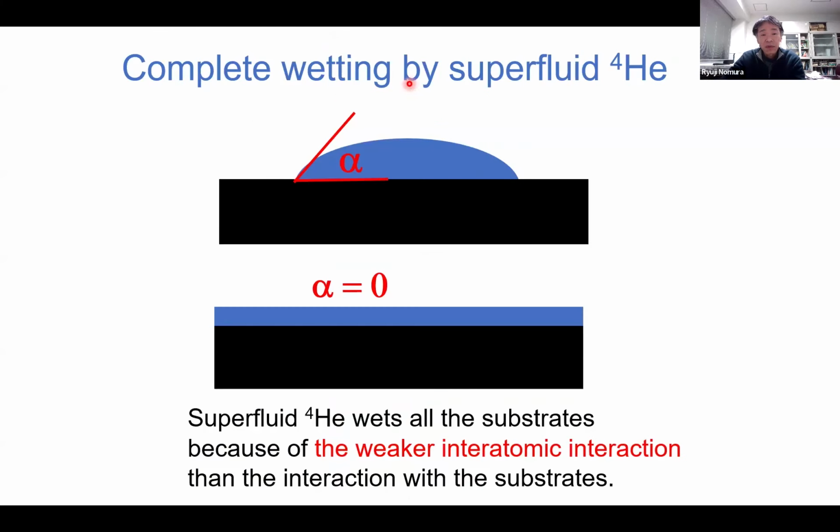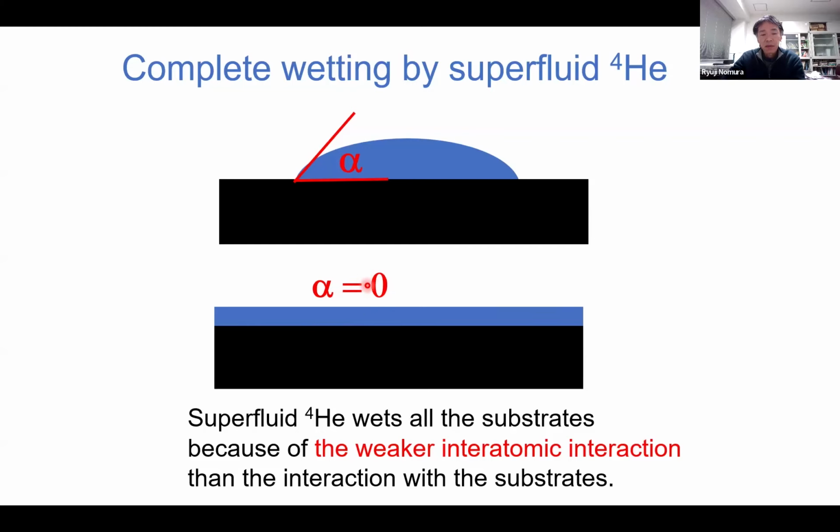This is the definition of the contact angle. We have a solid substrate, and on the solid we have a liquid droplet. This angle is the contact angle, alpha. For the superfluid, this angle alpha is 0. That means that it completely wets the substrate. So this is called complete wetting.